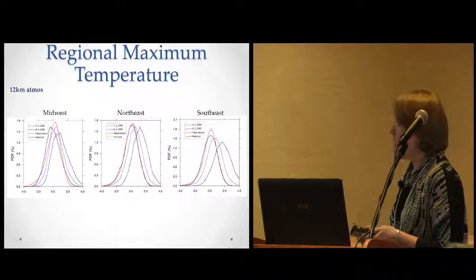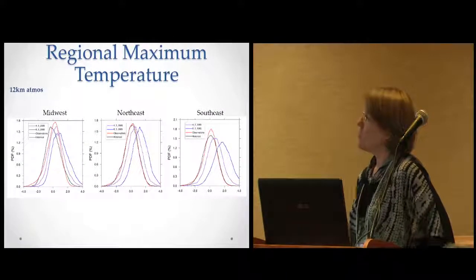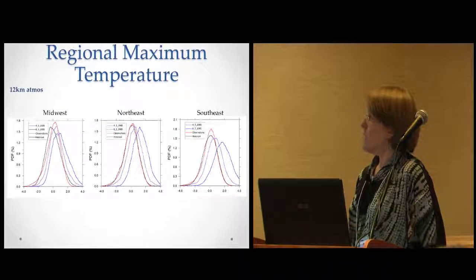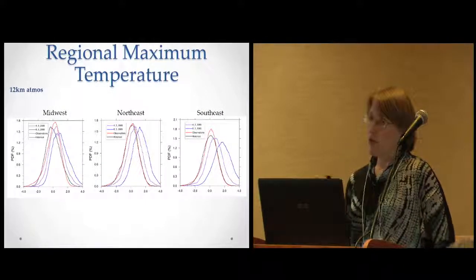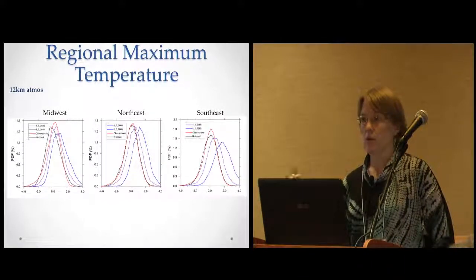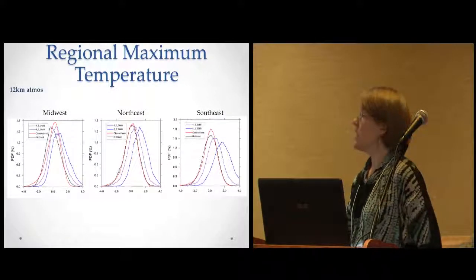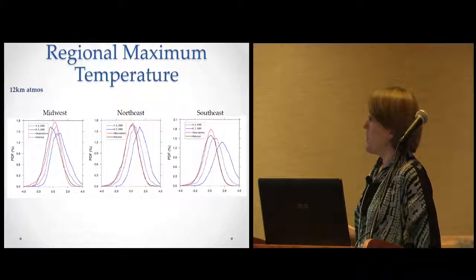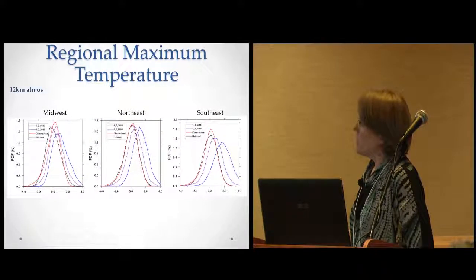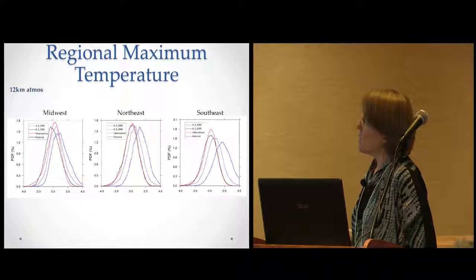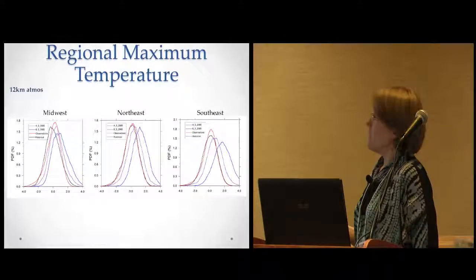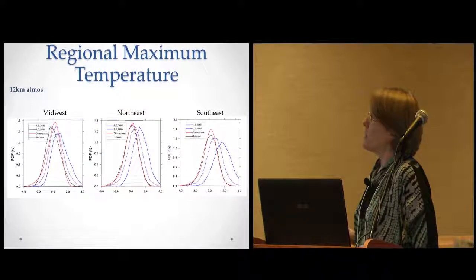So just one more plot from this particular study. These are showing PDFs of the maximum temperature. I'm only showing you from one model now, so this is from the model that was forced with the CESM boundary condition. And we're looking at different regions, the Midwest, Northeast, Southeast. And the different lines here, the black is the historical simulation, the red is observations, the purple is that moderate warming scenario, and the blue is the high warming scenario.